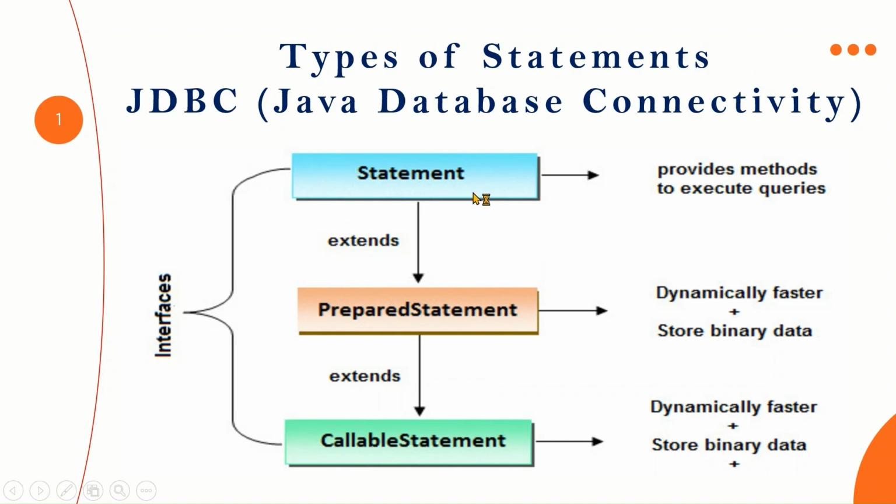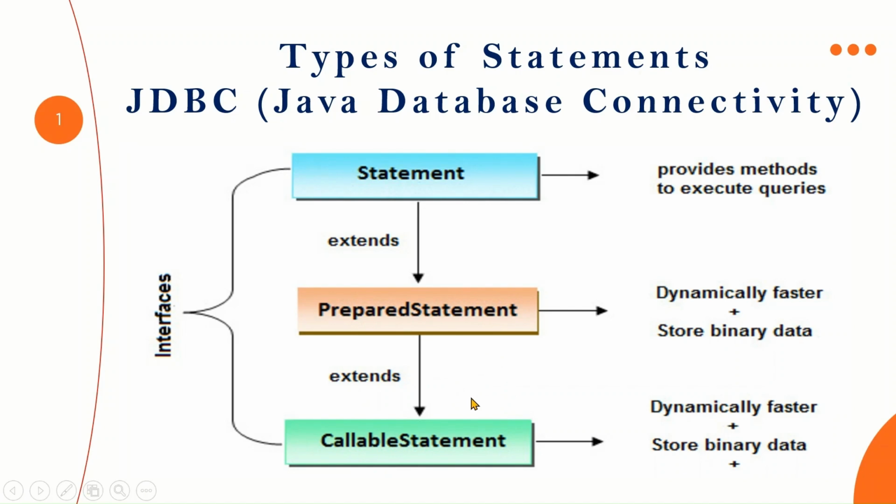First one is the statement interface. Next is prepared statement, and third one is callable statement. Now the prepared statement extends from the statement, that is, statement is a super interface, and prepared statement is derived from the statement interface. It is called a subinterface of the statement interface. And callable statement has been derived from prepared statement. So callable statement is becoming a subinterface and prepared statement is becoming a super interface.